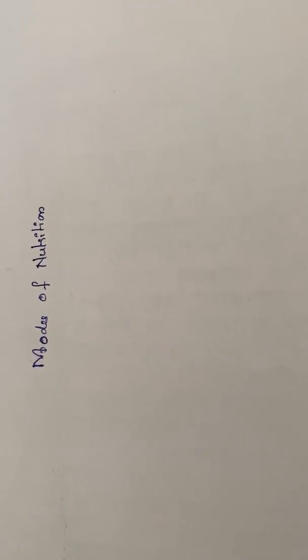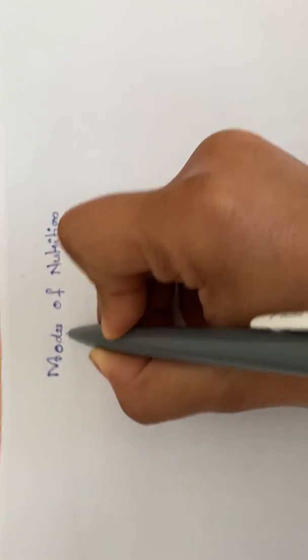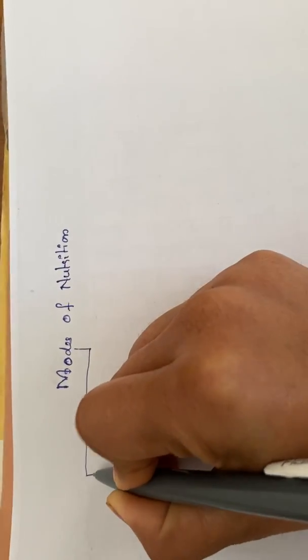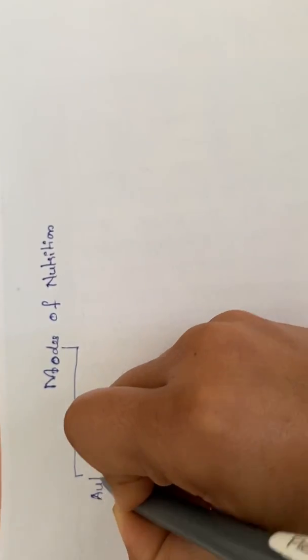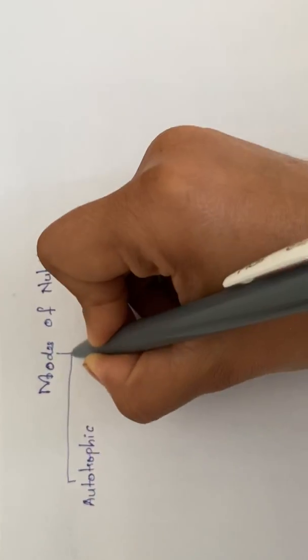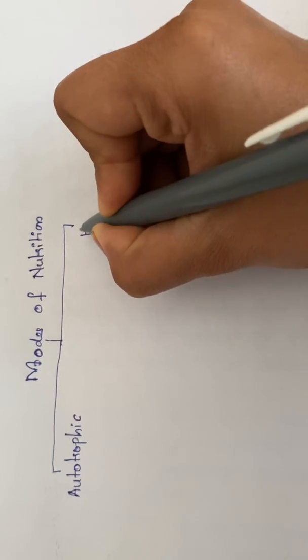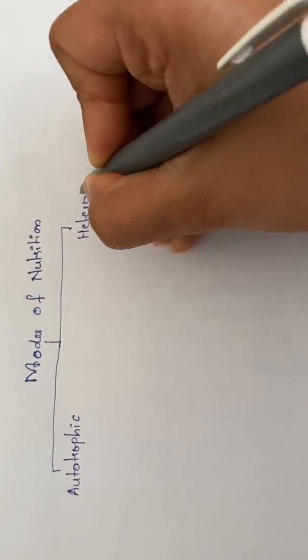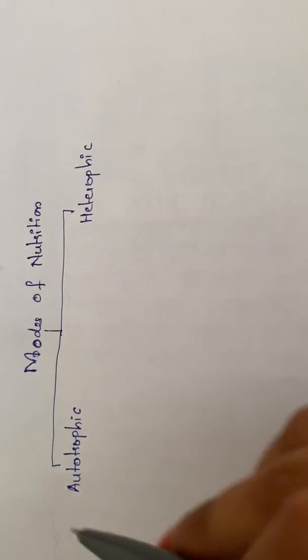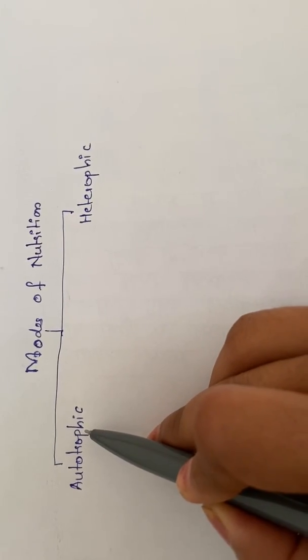Good morning, children. In our previous class, we had discussed the various modes of nutrition. So what are the modes of nutrition we have discussed? That is autotrophic and heterotrophic nutrition. Today we'll discuss only the autotrophic mode of nutrition.